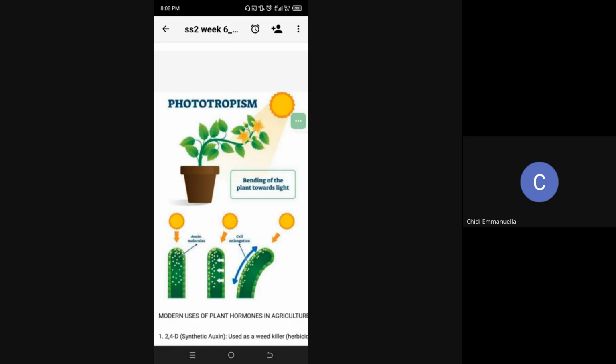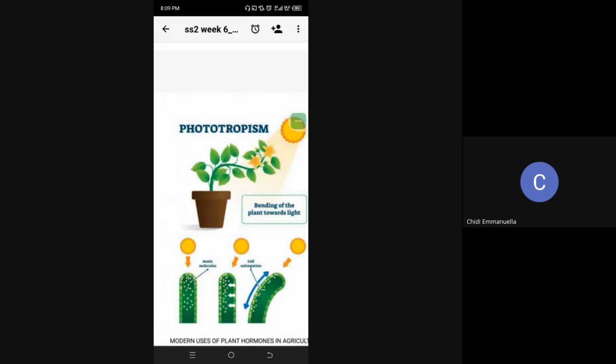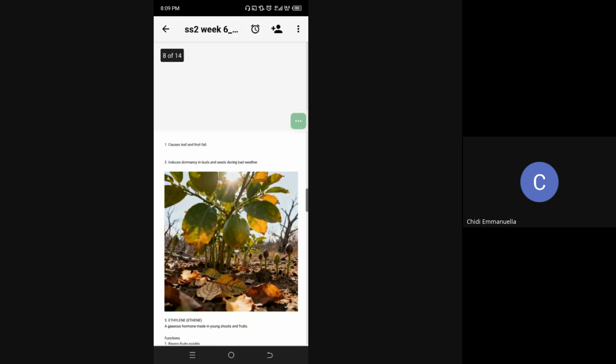So let me conclude from where you stopped. The auxin molecules move from the light area to the shaded area or the dark area. Because of that movement, it causes cell elongation. The cell elongation tends to make the plants bend towards the light. You understand? So that is what's happening here. Does everybody understand? Yes, sir. All right. Let's continue from where we stopped.